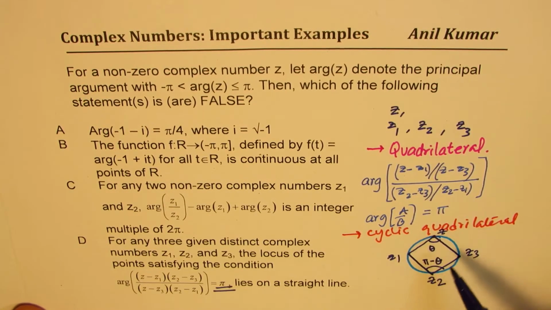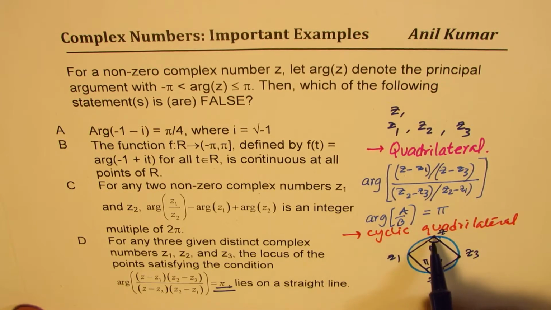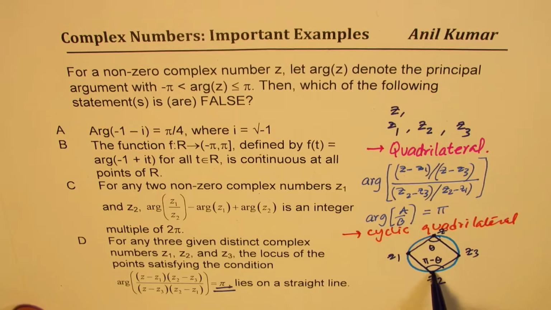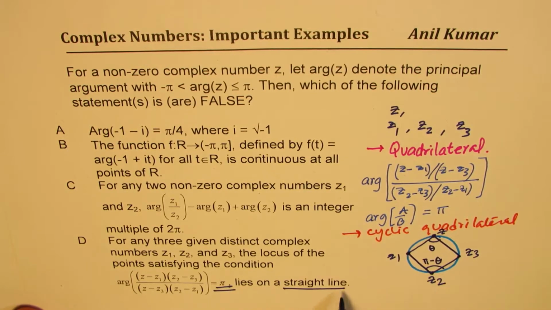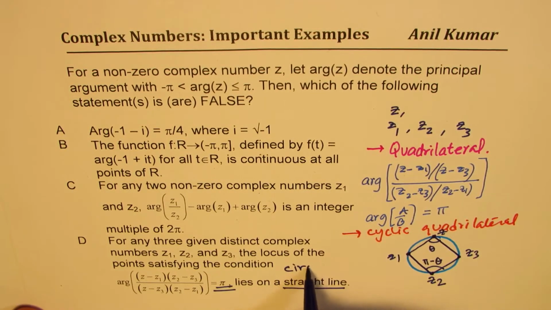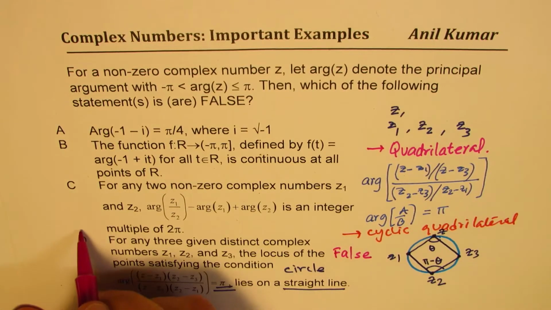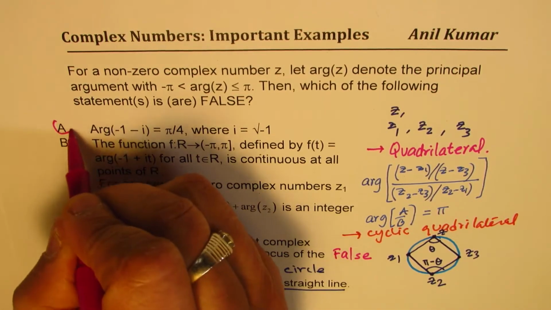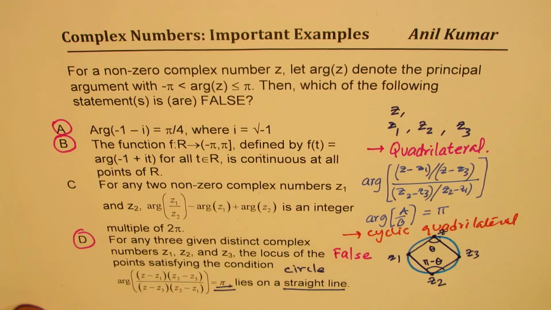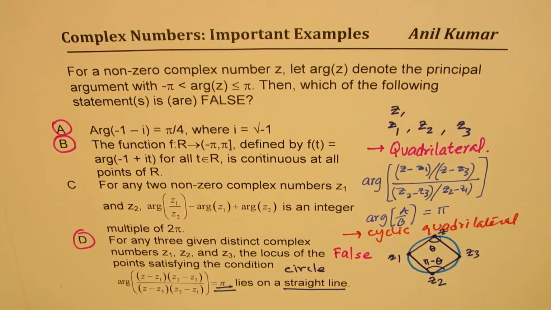Now clearly, if it is a cyclic quadrilateral, because the sum of opposite angles is pi, right? So what we see here is it's a cyclic quadrilateral. So all points are on a circle, so not a straight line. So they are on a circle. Therefore, this statement is also false. And we'll circle this also. So we already circled A and B, right, earlier. This one was true. So that is how we are going to solve this particular question.